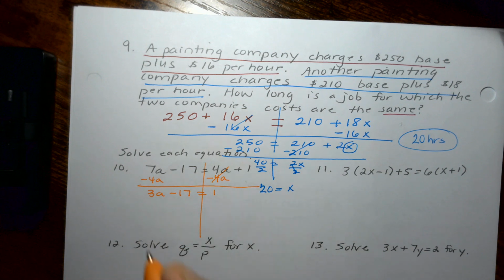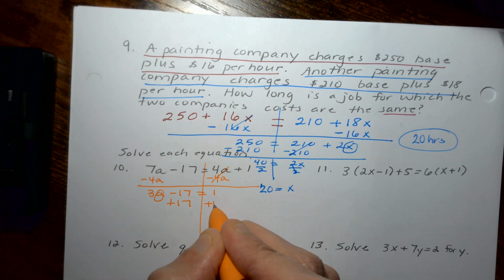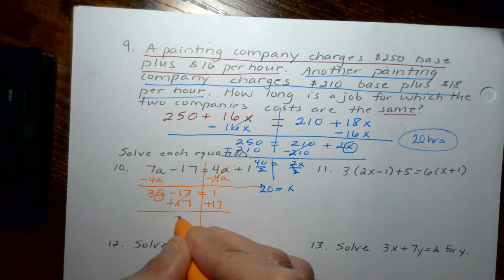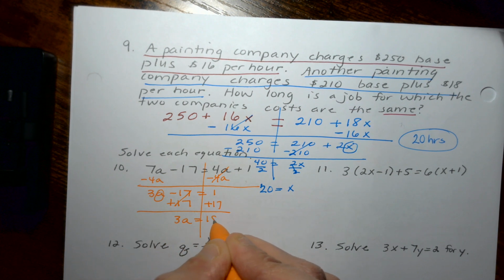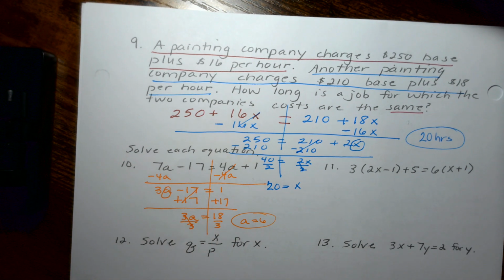I'm going to circle the variable. We're going to add the 17 to both sides because we do add, subtract first. And now we're going to divide because it's multiplication there. We get 6.